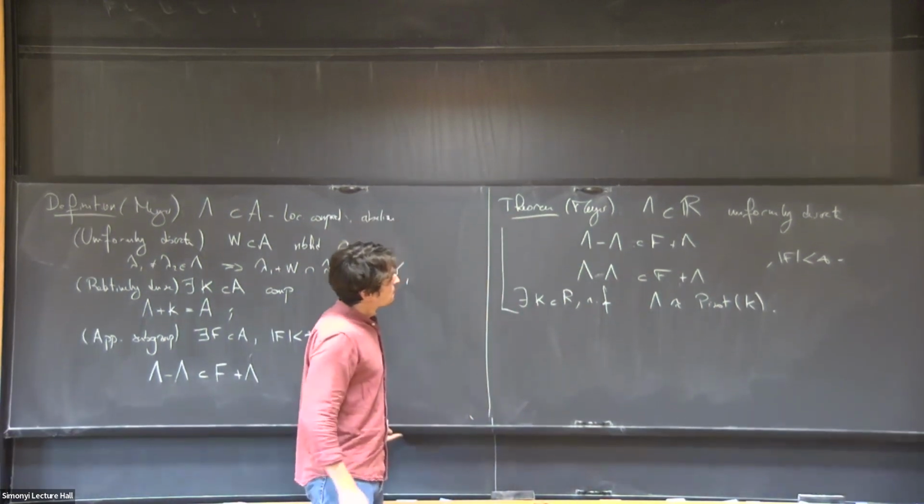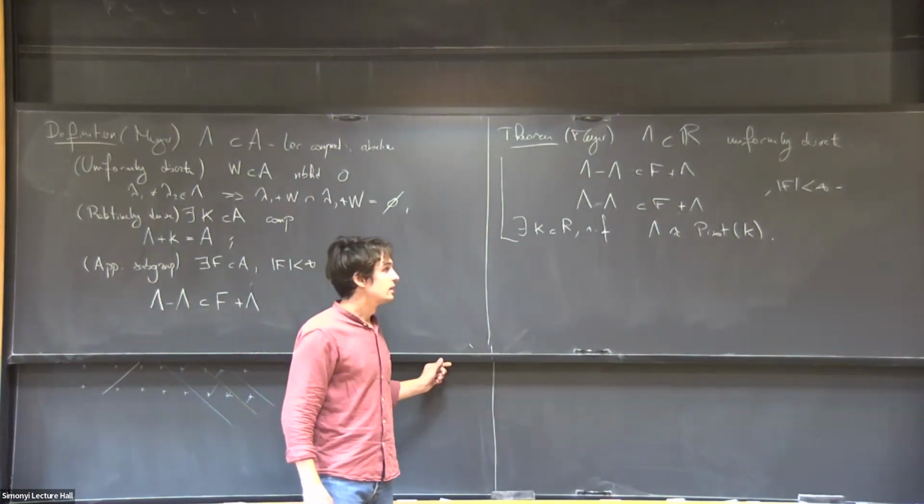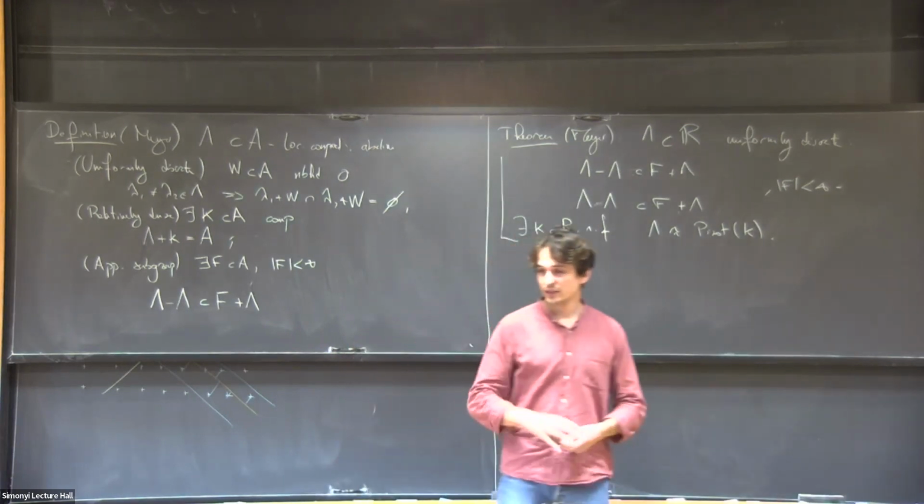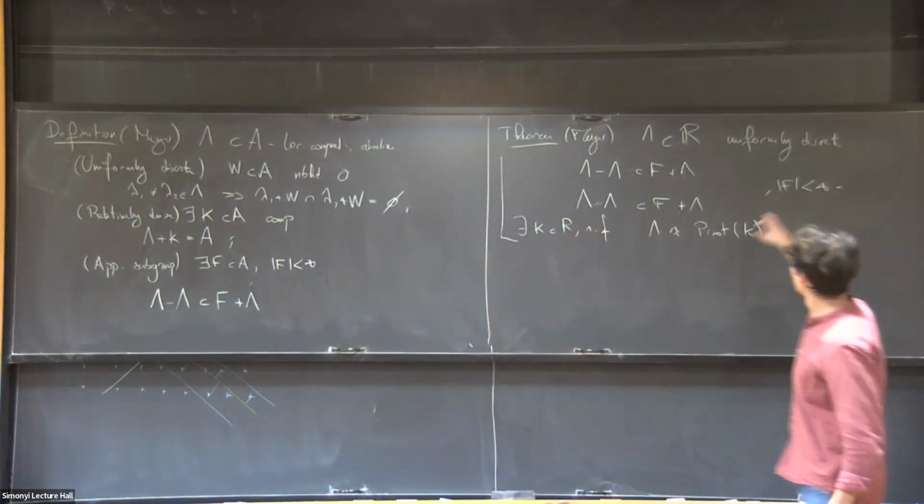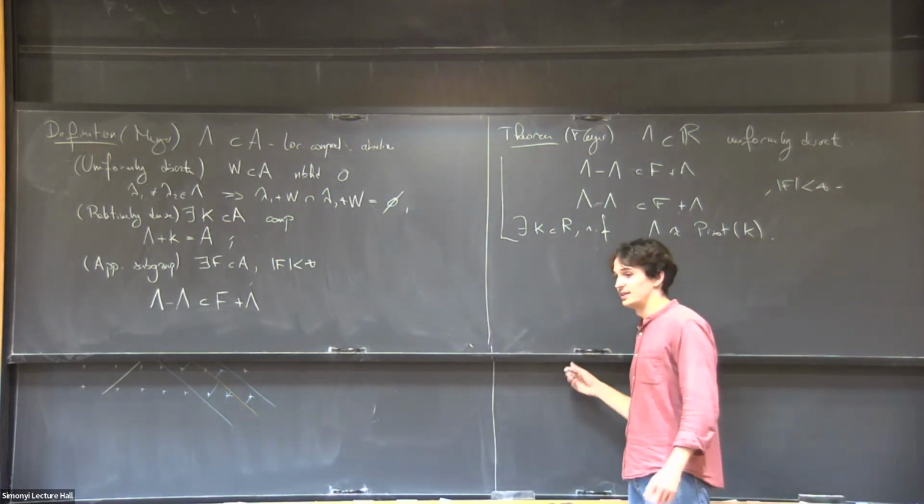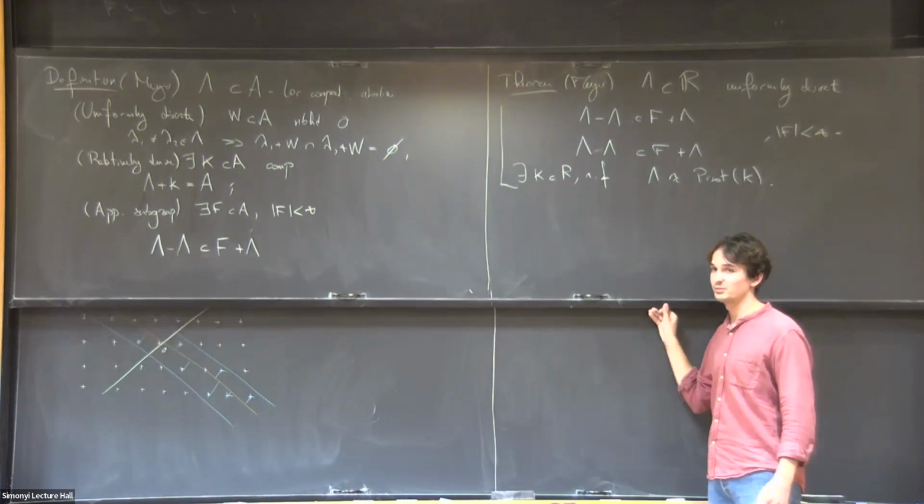Okay, so assume the relatively dense property here. Yeah, that's the trick of R. You don't need it in R. In R, if you're uniformly discrete, then you're either finite or relatively dense. It's just to make the theorem look a bit more general, but it's not. Okay.